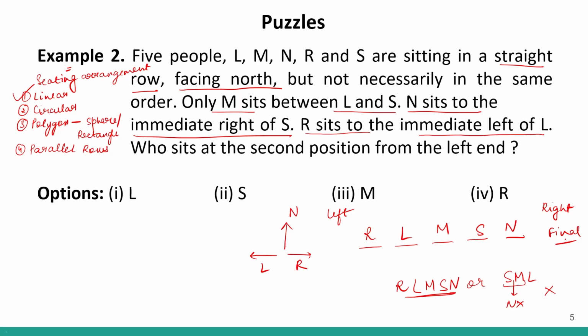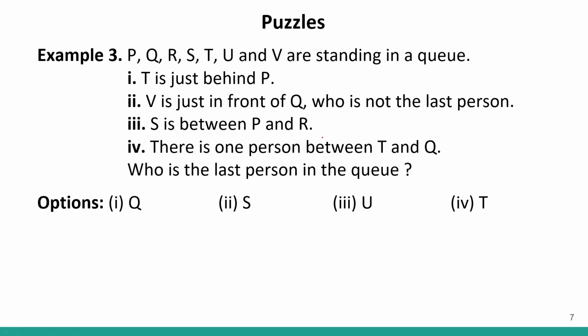Okay. Now what does the question ask? The question asks who sits at the second position from the left hand. So left hand is this. Second position will be 1, 2, L. So L will sit at the second position from the left hand. My answer will be option number 1, L. Clear? Now let us look at question number 3.